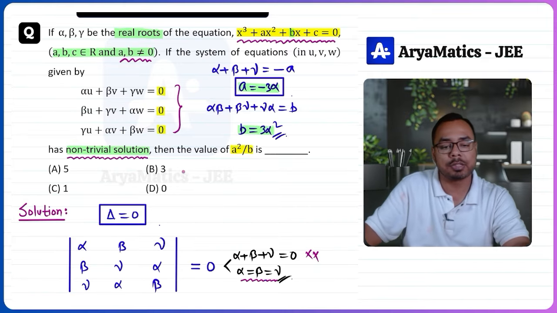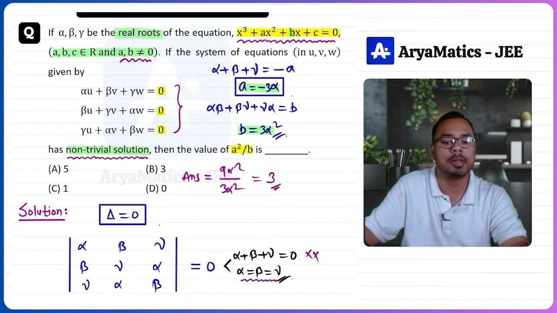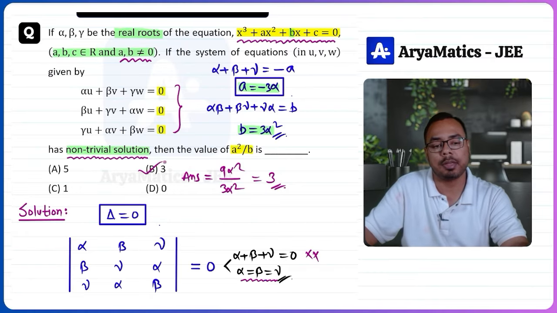We have to find a square by b. So just substitute the values here. A square means we have 9 alpha square and b means 3 alpha square. Alpha square you can cancel. Ultimately you will get 9 by 3, which is 3. So the correct answer for this problem will be option B.